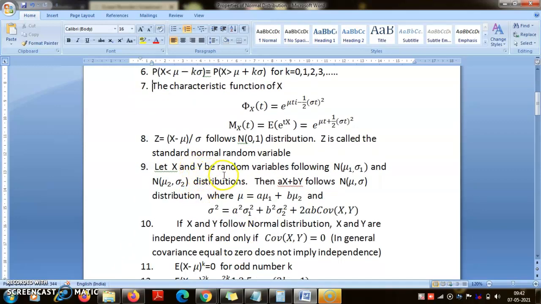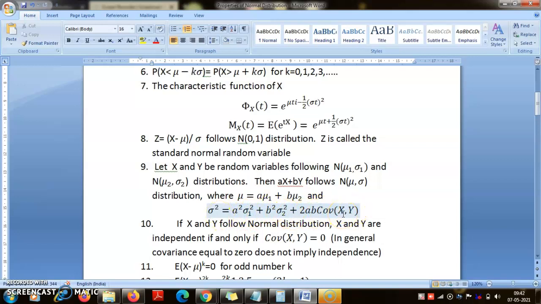Another important property of the normal distribution is that if x and y are random variables, both following normal distribution with mu1 sigma 1 and mu2 sigma 2, then take any linear combination ax plus by, that will also follow a normal distribution. The mean is the linear combination of mu1 and mu2, so it will be a mu1 plus b mu2, and the variance sigma square will be equal to a square variance of x, that is sigma 1 square, plus b square variance of y, plus twice ab the covariance of x and y.